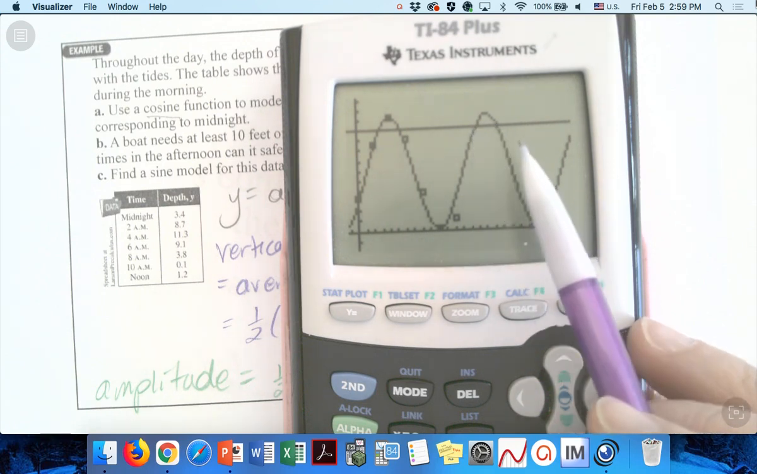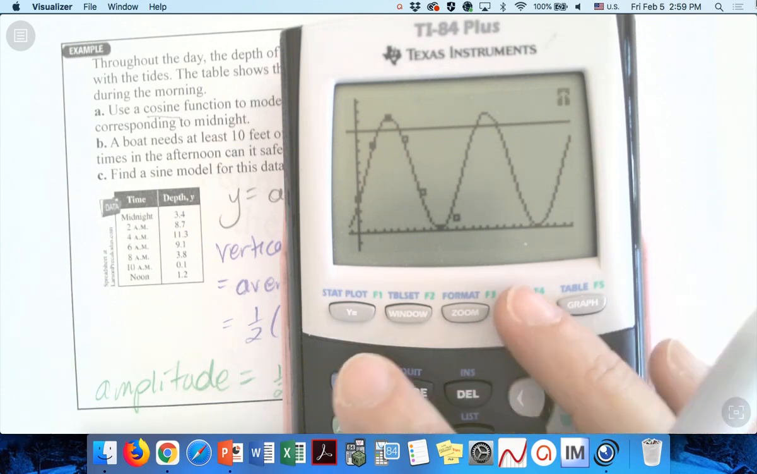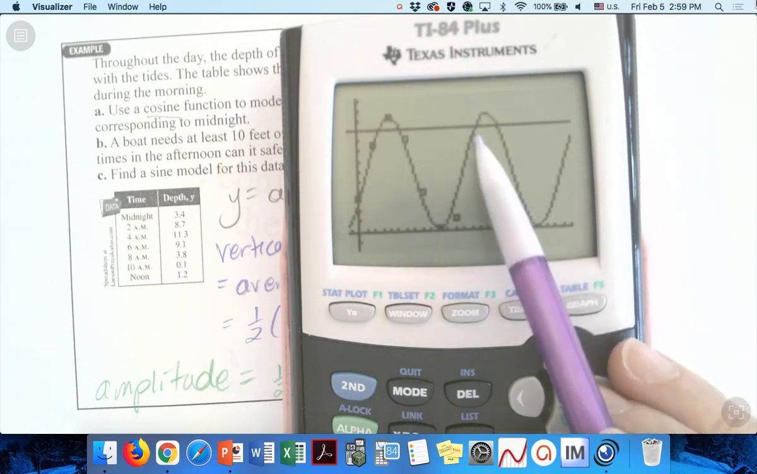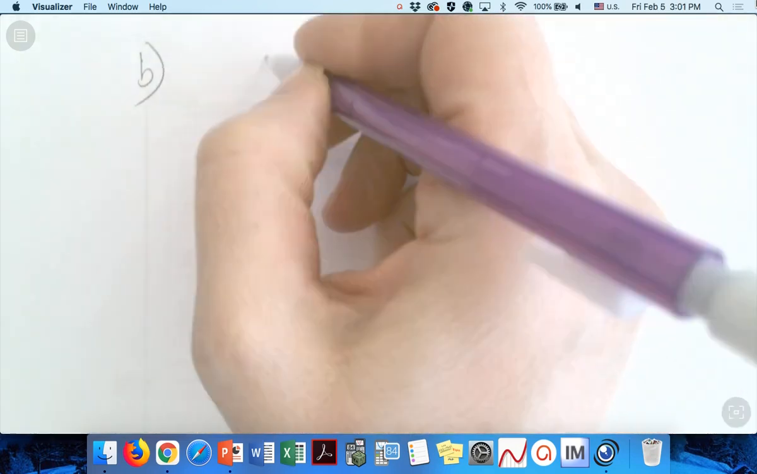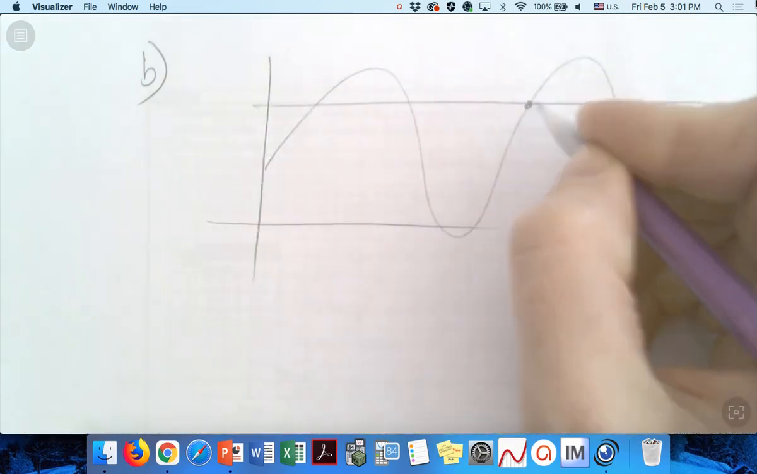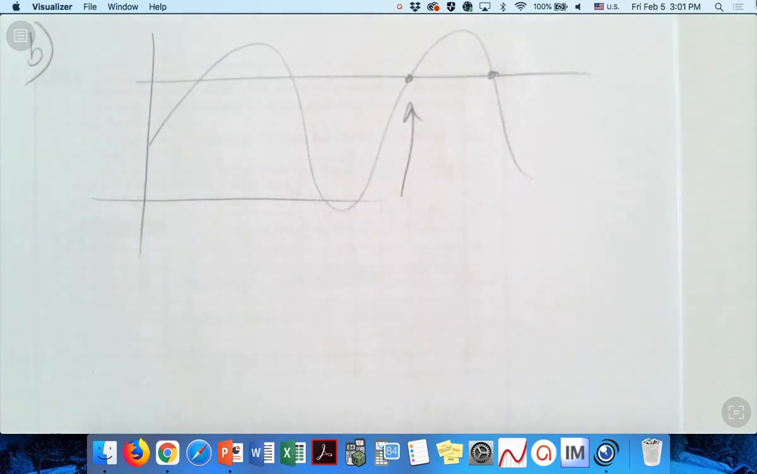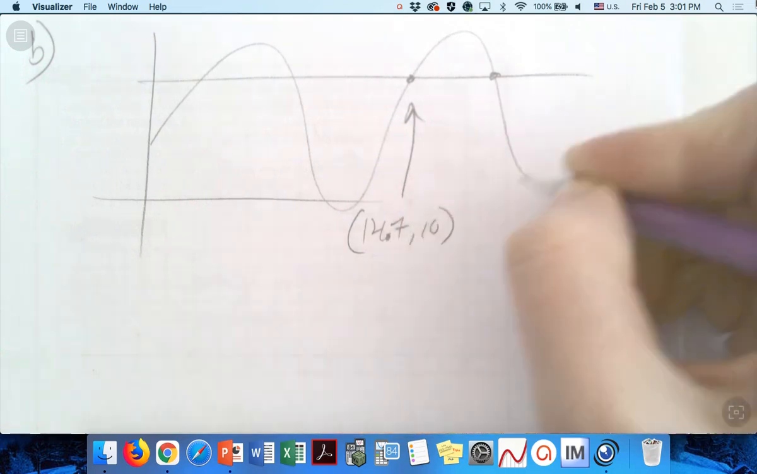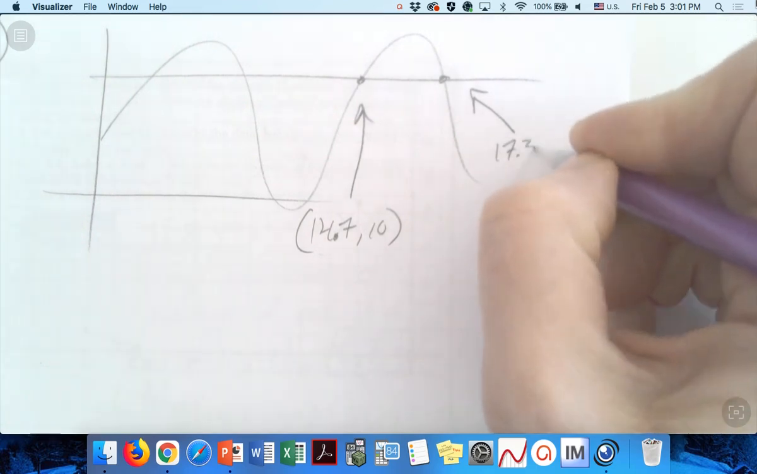Domain. Intersection. How do you find the intersection in your calculator? Calculate. Yeah, second trace takes you to your calculate menu. So I'll give you some time to find that point of intersection and that point of intersection. All right, so in the calculator we have something like this, and we're looking for these intersections. So you should have gotten that this intersection is like 14.7 comma 10. And you should have gotten that the other intersection is 17.3 comma 10.